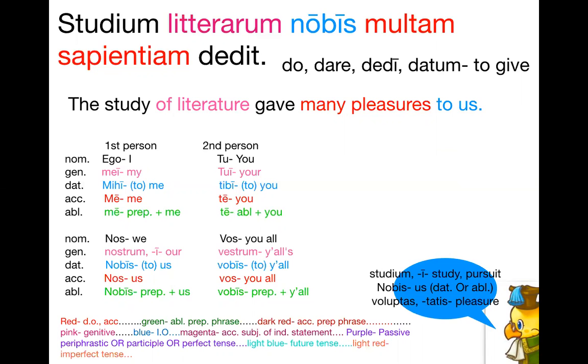Because if you look at our chart down to the lower left, nobis could be ablative or dative plural, like to us if it's dative, or a preposition plus us, it's ab. But here it's dative, so I'd want you to tell me it's dative, and that its function is indirect object. I guess I would ask that too. I mean, that's like the function of pretty much all our dative still at this point. I would not ask about literarum or multum sapientiam.